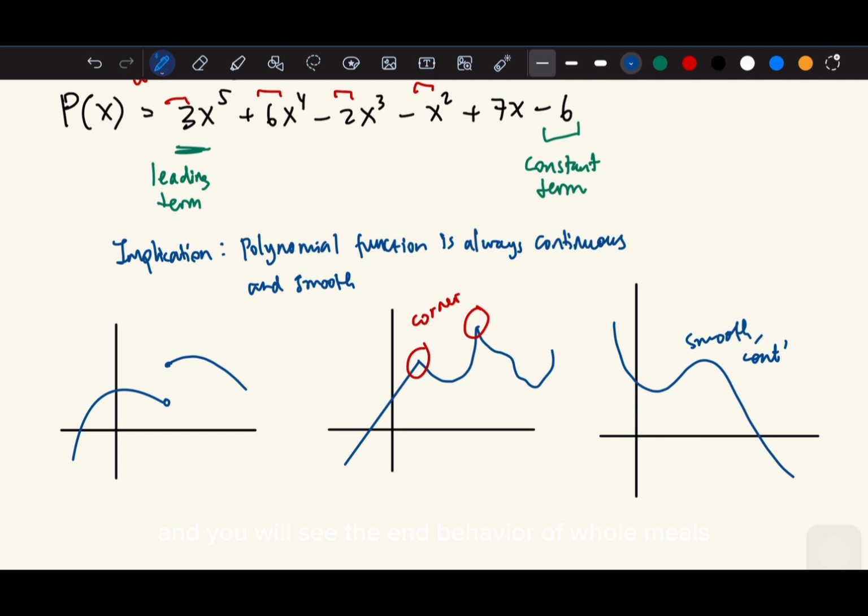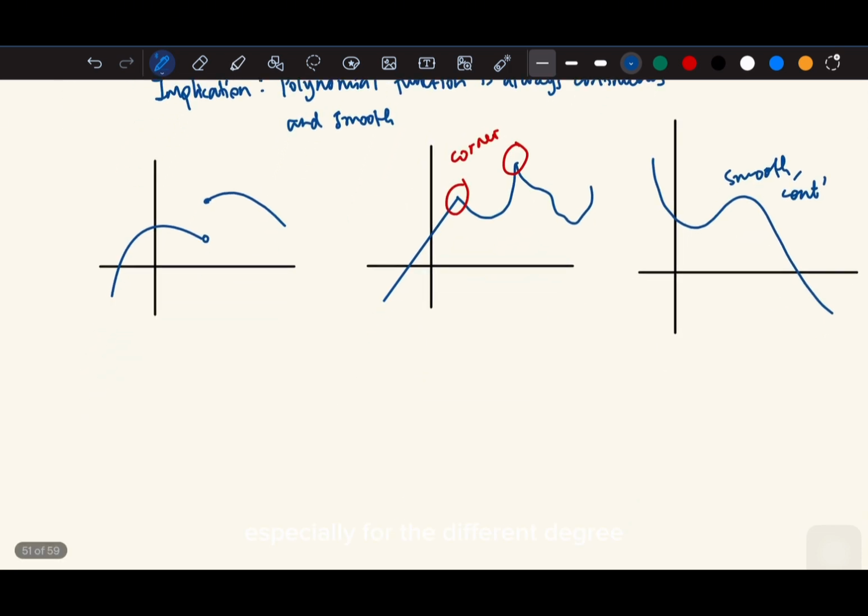And you will see the end behavior of polynomials. They always have a similar property, which means that if you type in random polynomial functions, maybe with 7 degree, maybe 5 degree, or maybe 4 degree, you will see that either the left part is always going up or going down, or the right part is always going up or going down. It's always the case for polynomials. So the end behavior will be similar, especially for the different degrees.